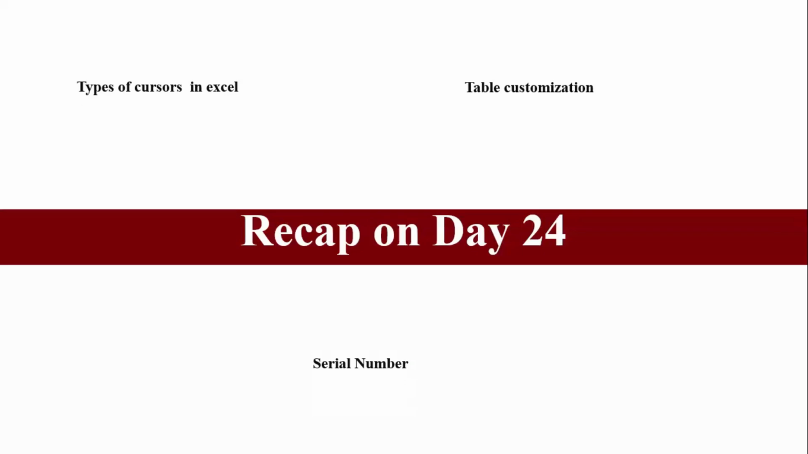You also learned table customization, where you can adjust the size, borders, and colors of a table to make it neat. And finally, you covered serial numbers, which are numbers arranged in order like 1, 2, 3, 4 that help in organizing lists. So now let's move to the Microsoft Excel interface for today's lesson.